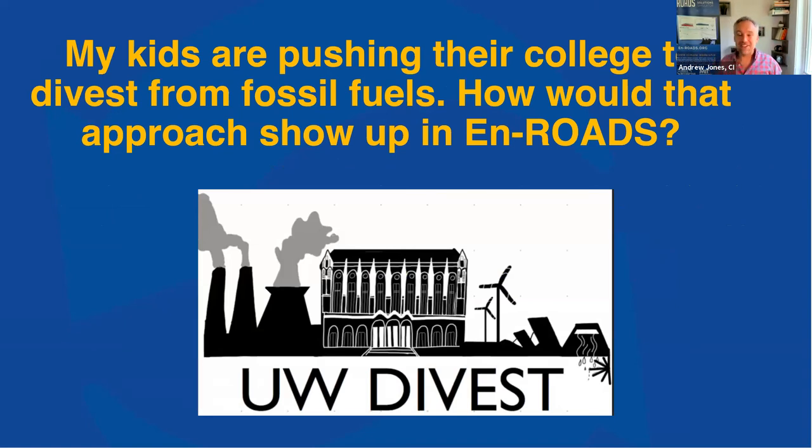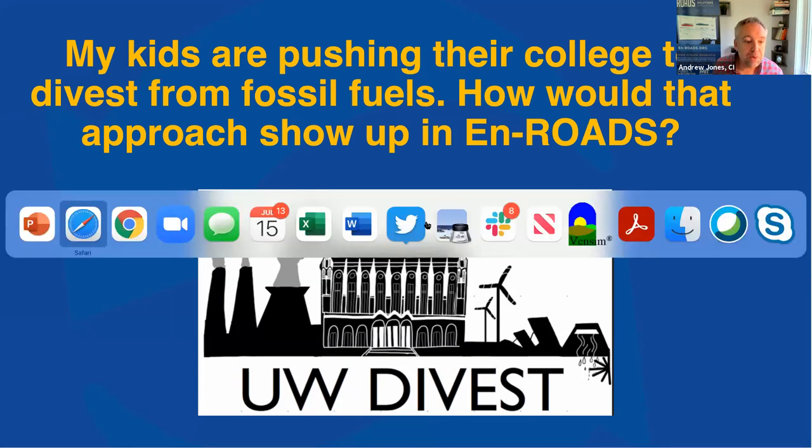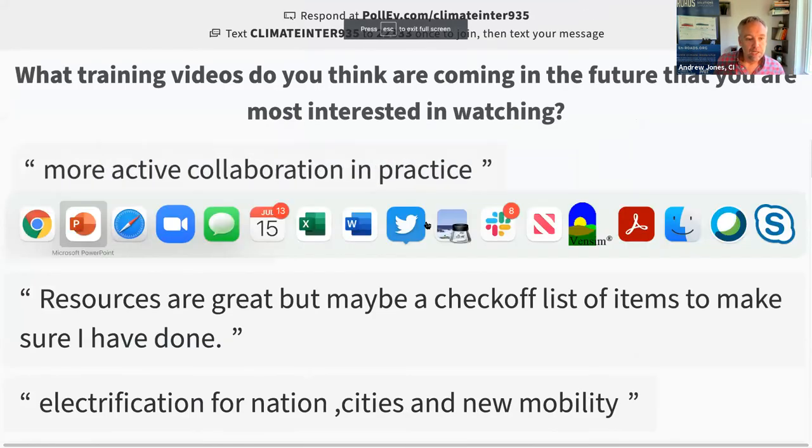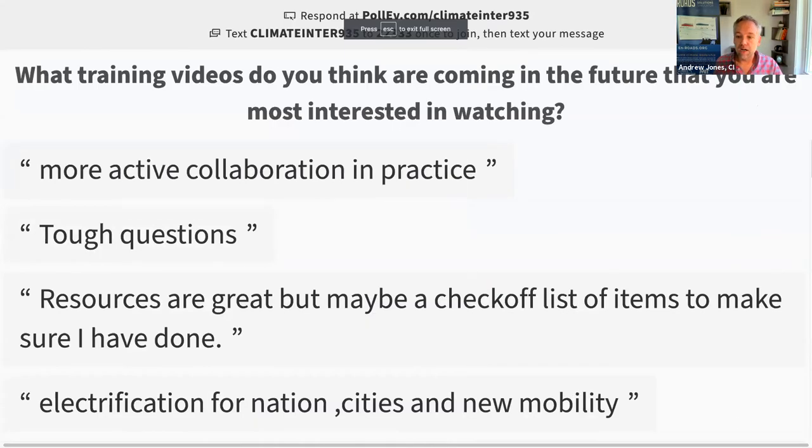I've given you 3 answers. Here's one, and we're gonna ask you in Poll Everywhere to come up with what you would show. So my kids are pushing their college to divest from fossil fuels. How would I show that up in En-ROADS? How do we explore divestment? And for people not in the US where this is a big deal, what we're talking about is divestment from fossil fuels. Right, maybe that's clear. So I'm curious, let's do it here in Poll Everywhere.